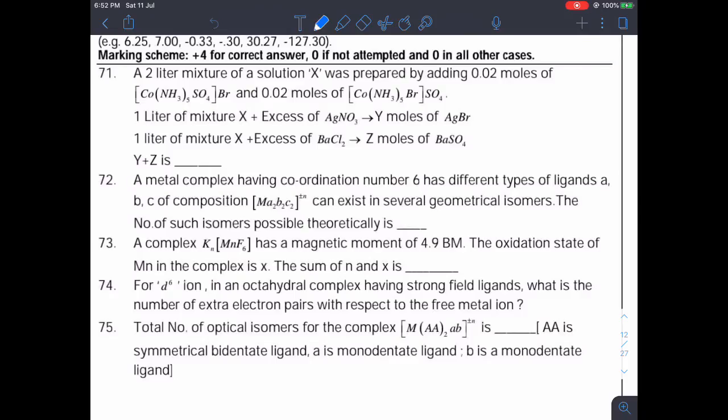So in both of these cases, how many moles of AgBr and this will we get? We will get 0.01 and 0.01. So the correct answer will be X plus Z, that will be 0.01 plus 0.01. The whole answer will be 0.02. Fine.